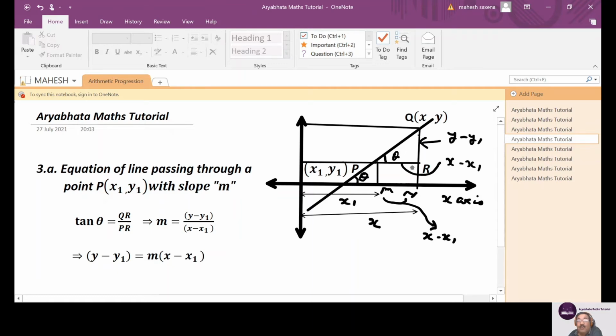Now in the triangle QPR, tan theta is equal to QR upon PR. And tan theta is known as slope, that is m is equal to QR upon PR, that is y minus y1 upon x minus x1. By cross multiplying, we get y minus y1 is equal to m into x minus x1. Therefore, it is an equation of a line passing through a point whose coordinates are x1, y1, and the line makes an angle with slope m with the x-axis.